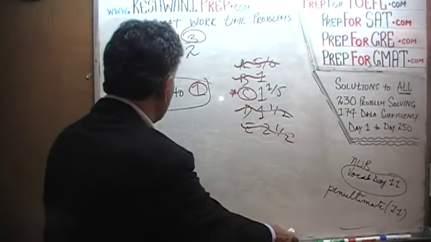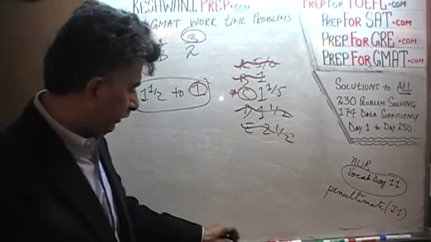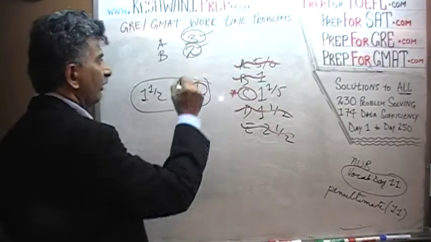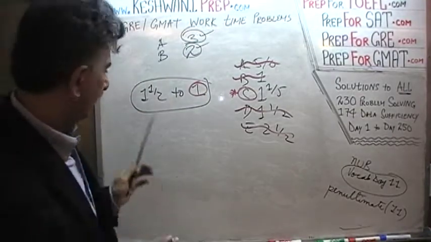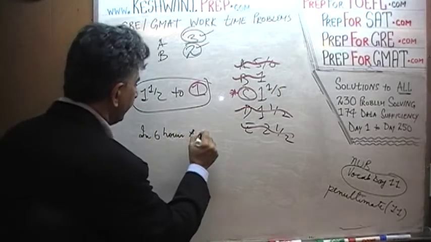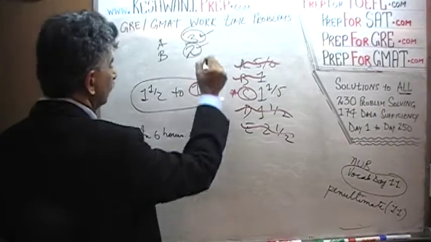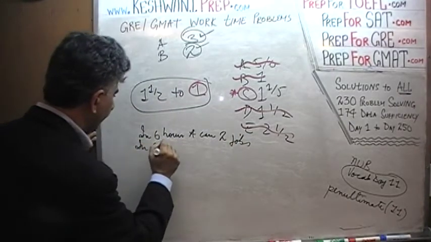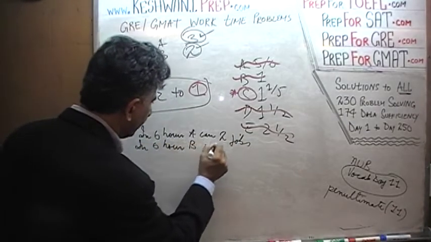And again, of course, if you want to do it the proper way, you can do it very quickly. It doesn't take that long at all. This is 3 hours, this is 2 hours. Let's make them work 6 hours. In 6 hours, A can do 2 jobs. In 6 hours, B can do 3 jobs.